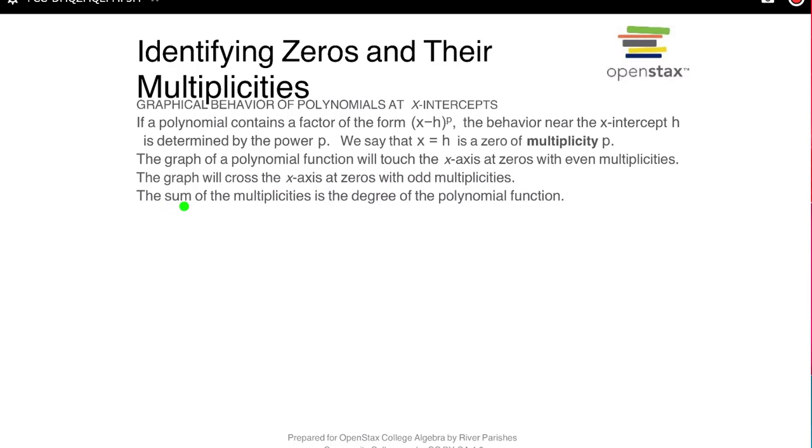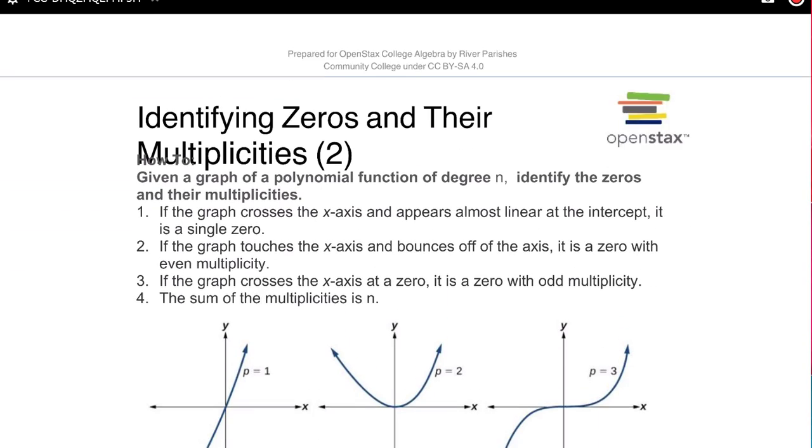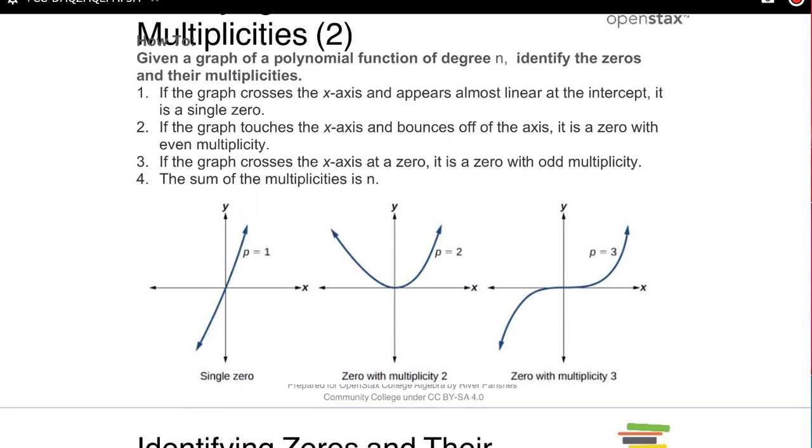And then if you add all the multiplicities, the sum is the degree of the polynomial function. So if you add all the multiplicities, you get the degree of the function without having to multiply it out. That'll save you some time. So let's look at these. Given a graph of a polynomial function of degree n, identify the zeros and their multiplicities.